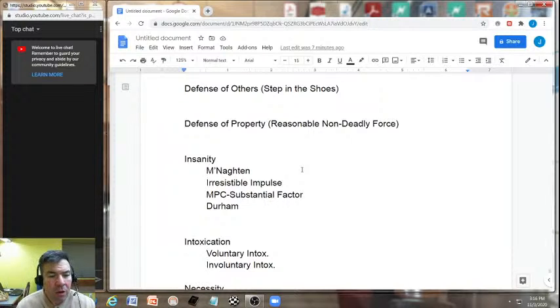Now going to our last insanity defense, the Durham defense, which is called the product defense, the criminal defendant's course of conduct was a product of their disease or defect of the mind. And so again, under Durham, the definition would be that the course of conduct taken by the defendant was a product of their disease or defect of the mind.